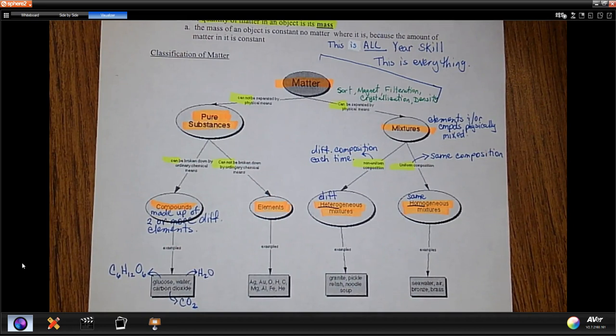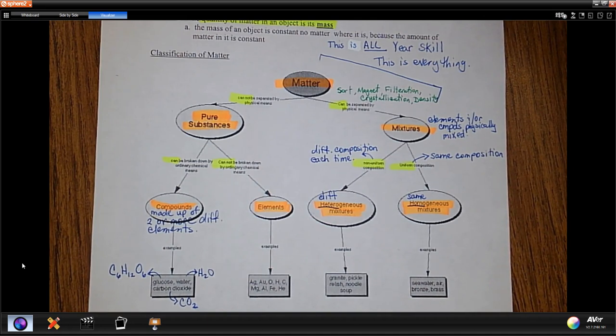Some things that you probably already know about matter is that all objects are made up of matter. Matter has a mass and occupies volume. And you also know that matter can be acted upon by a force. If you have someone and you push and pull on that person, well, that person is matter, and pushing and pulling is a force.